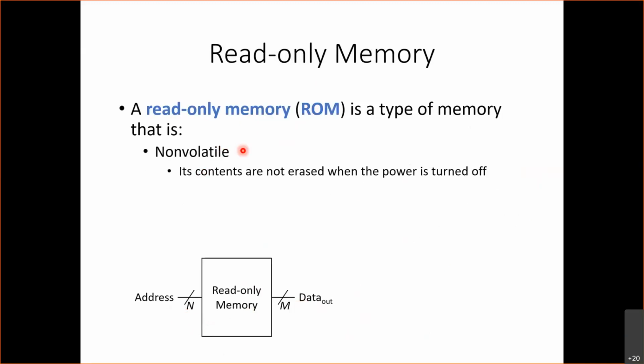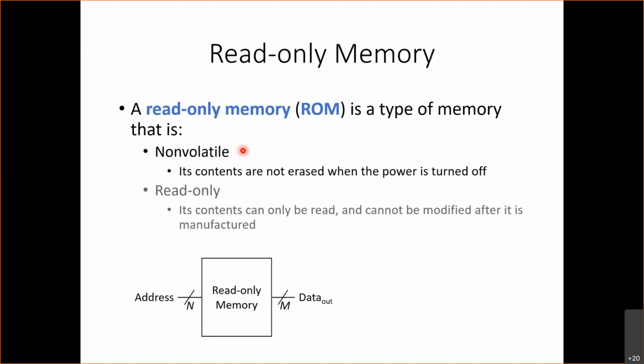Okay, if you turn the power off, the contents of the memory will not disappear. And obviously, from its name, it's read-only. So the contents can only be read. They cannot be modified after the memory is manufactured. Okay. So someone is asking, how is data initially written on the ROM?